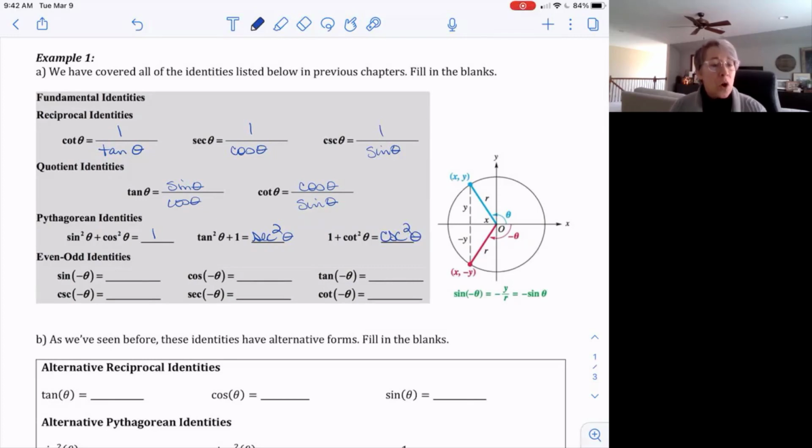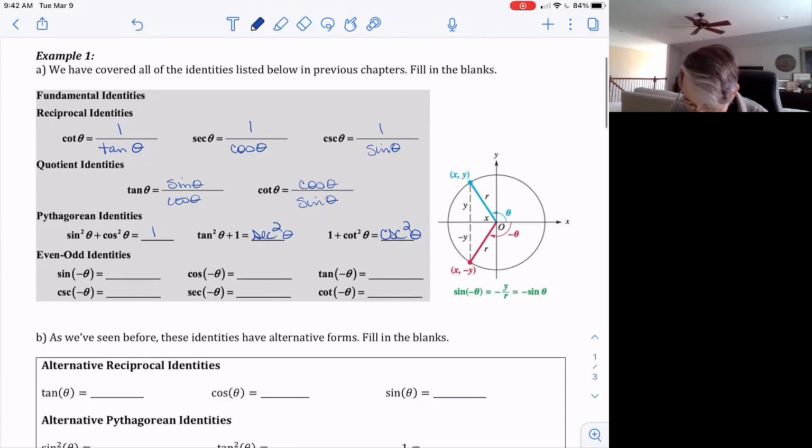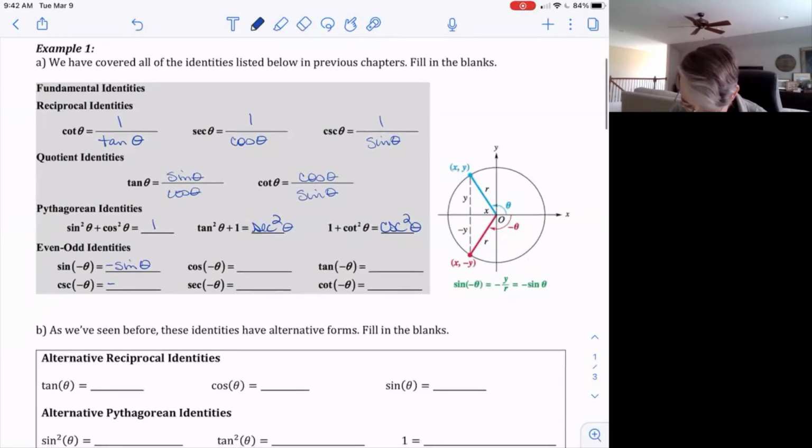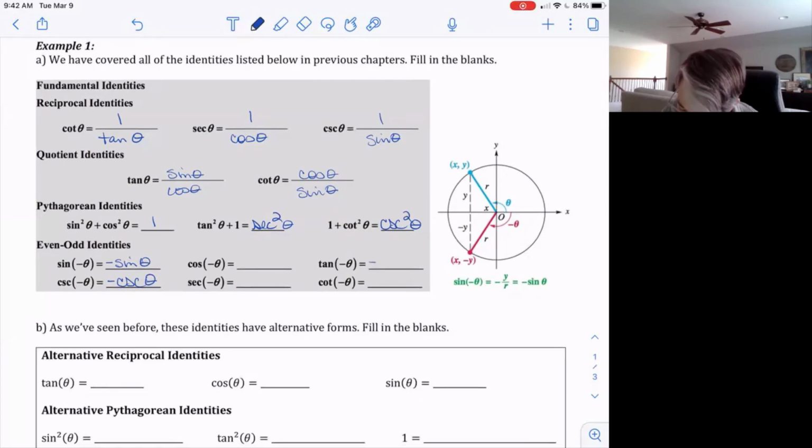And then we have the even and odd identities. Sine of the opposite angle will give the opposite sine value of theta. Cosecant being its reciprocal falls along the same rules. So cosecant of negative theta equals negative cosecant theta. Let's jump to tangent, because tangent and cosine have the same rules. Both of those are odd, so for tangent of negative theta, we get a negative tangent of theta. And same thing for cotangent. Cotangent of negative theta equals a negative cotangent of theta.